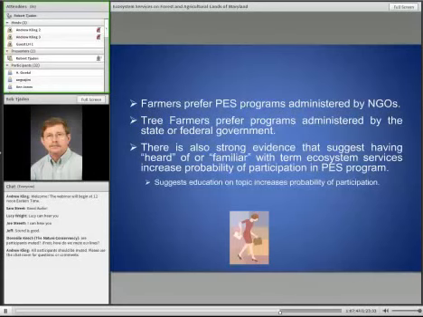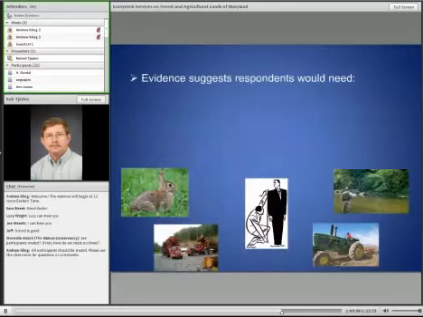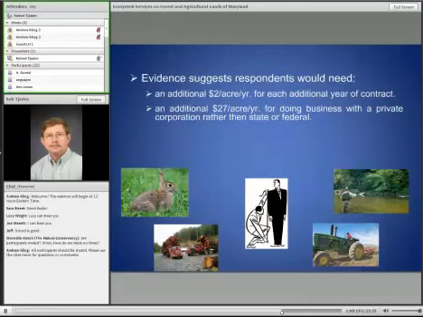The evidence also suggests that an additional $2 per acre per year for each additional year of contract would motivate landowners to engage in a program. The other would be an additional $27 per acre per year for doing business with a private corporation rather than with state or federal governments. These are ones where we get into some of the modeling. This is where these numbers came about.